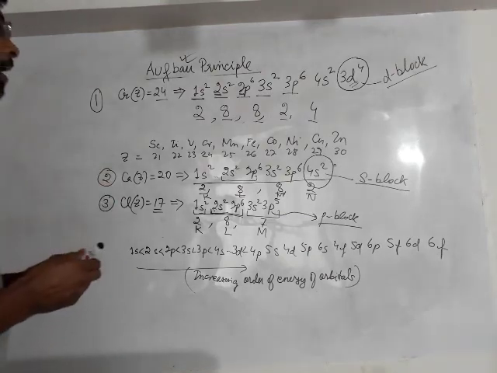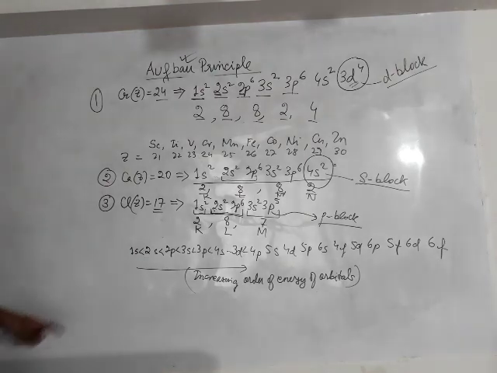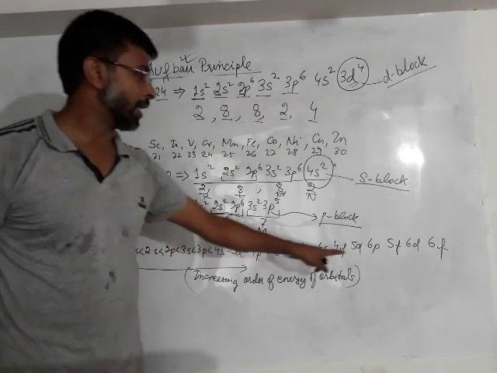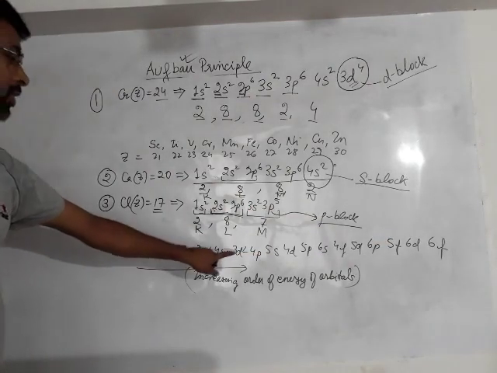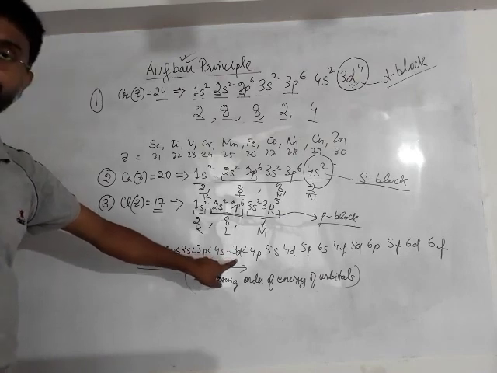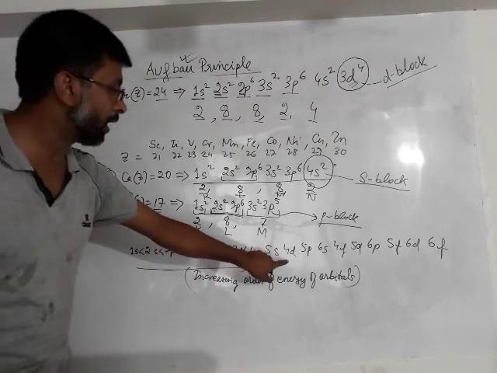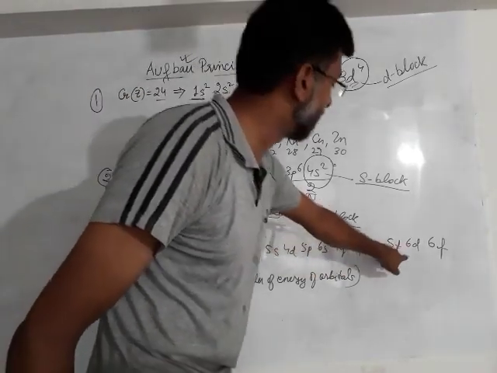You must always keep in mind that whenever you write electronic configurations, remember this order nicely, memorize it properly. 1s, 2s, 2p, 3s, 3p, 4s, 3d. 4s has lower energy than 3d. Then 4p, 5s, 4d, 5p, 6s, 4f, 5d, 6p, 5f, 6d and 6f.